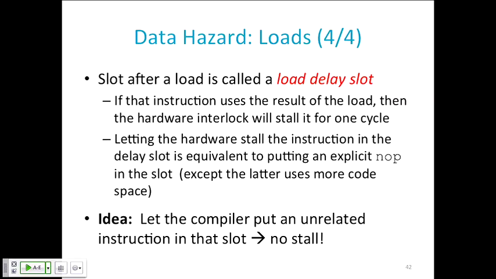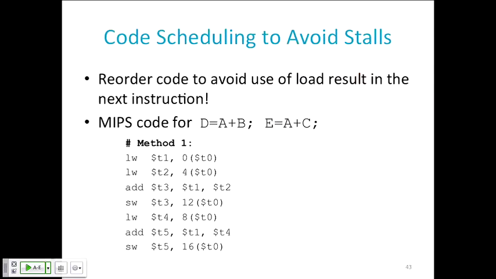Now, a better idea here is to provide the hardware interlock, but the compiler knows that this hazard exists. And so when it's compiling code, instead of you manually writing code and putting no-ops in, if the compiler has a choice, it can change around the order of the instructions, if it has some freedom, and try and find a different instruction to place in that space that does some useful work, not just a no-op, and avoids the penalty. So here's a little example.